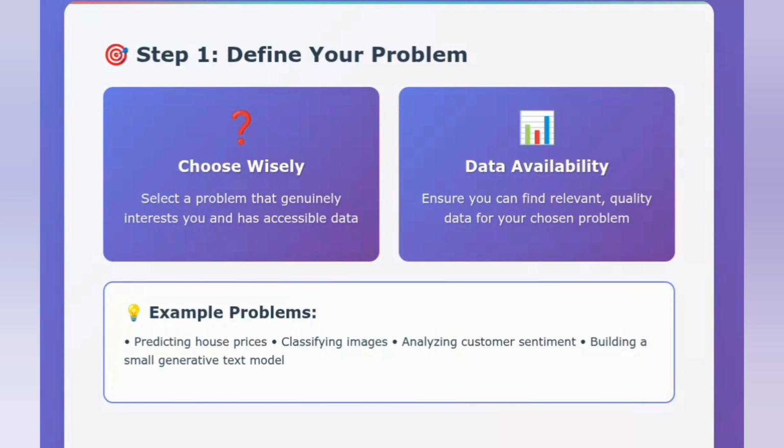First, define your problem. Choose a problem that genuinely interests you and for which you can find relevant data. This could be predicting house prices, classifying images, analyzing customer sentiment, or even building a small generative text model.